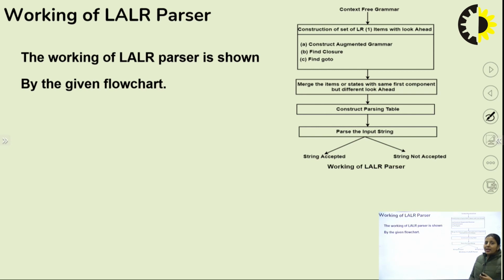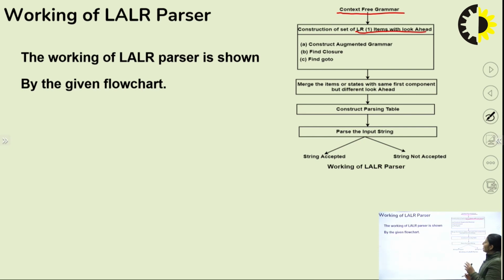So how does the LALR parser basically work? The working of LALR parser is shown by the given flow chart. Here we can see the input is the context free grammar. Grammar is basically a set of rules. So we can say that the context free grammar contains the production rules. So production rules are the input for the LR items. Then we have to construct a set of LR1 items with their look ahead.